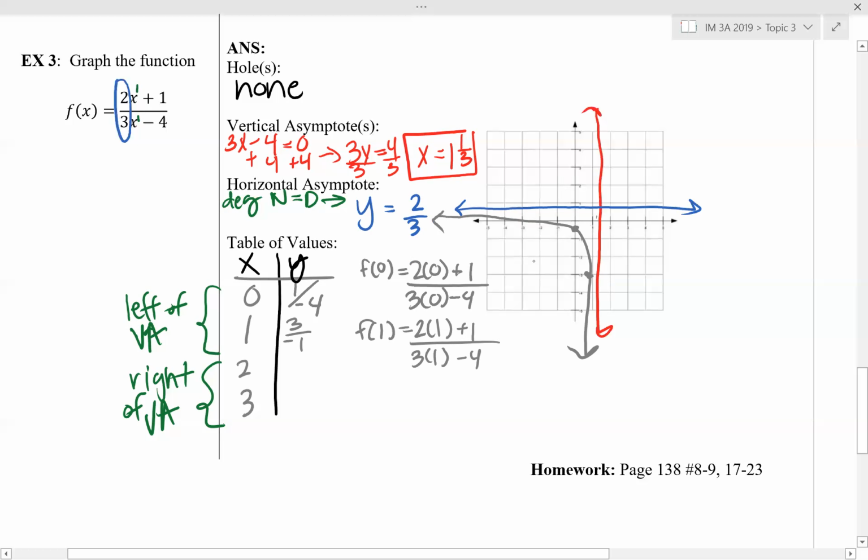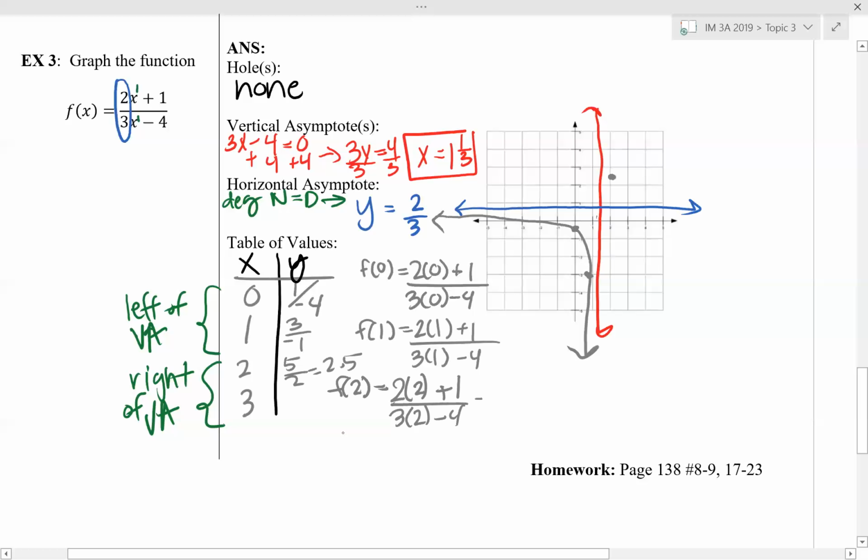Predictably, that means that we should probably have our answers appear on the top right when we plug in 2 and 3. So f of 2 gives us 2 times 2 plus 1, which is 5 over 3 times 2 minus 4. 6 minus 4 is 2. So that's about 2.5. So at 2, we have a y-coordinate of 2.5.